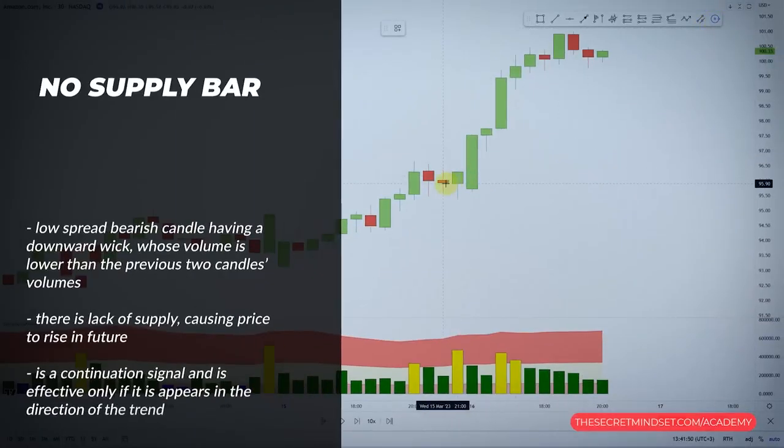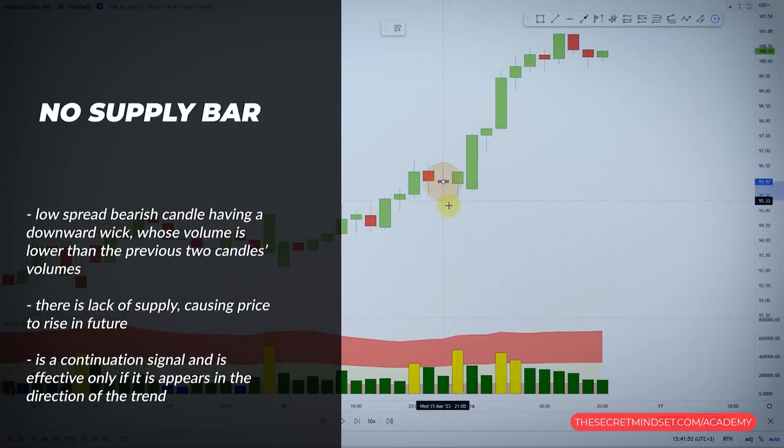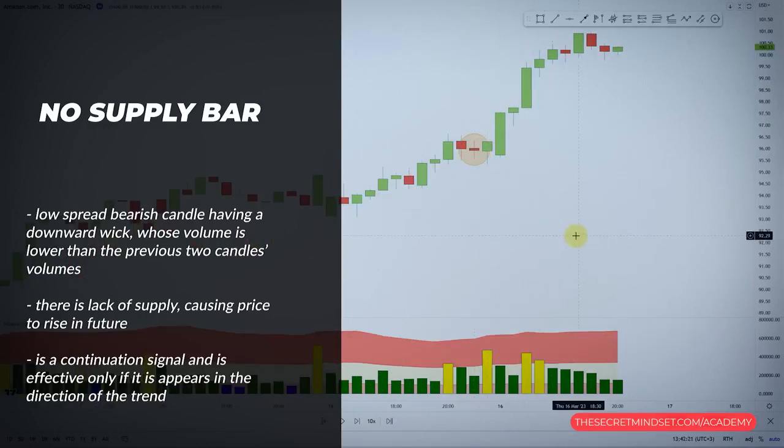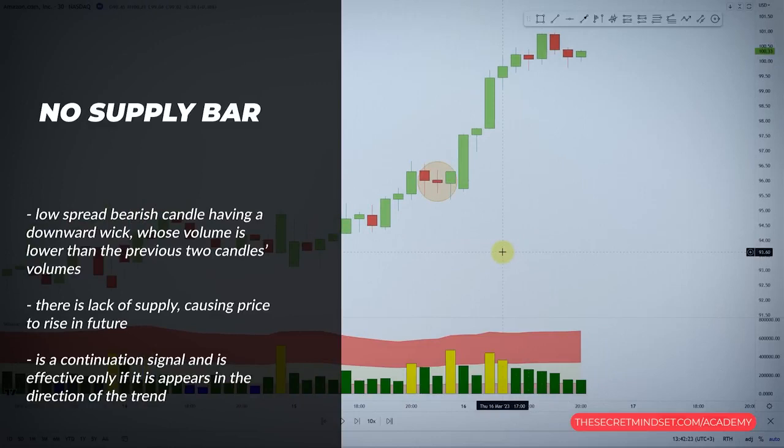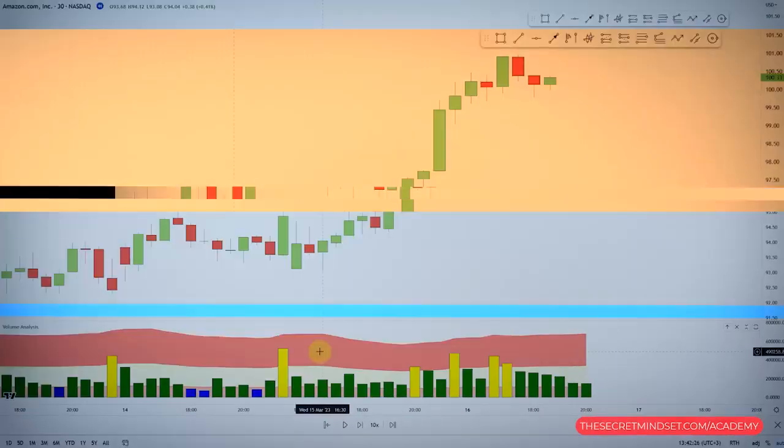We have also the no supply bar. This appears as a low spread bearish candle, having a downward wick, whose volume is lower than the previous two candles' volumes. No supply bar means that there is a lack of supply, causing price to rise in the future. The no supply bar is a continuation signal and is effective only if it appears in the direction of the trend. There are other VSA sign of strength signals, but from my experience, these are the most effective ones to incorporate in your day trading strategy.